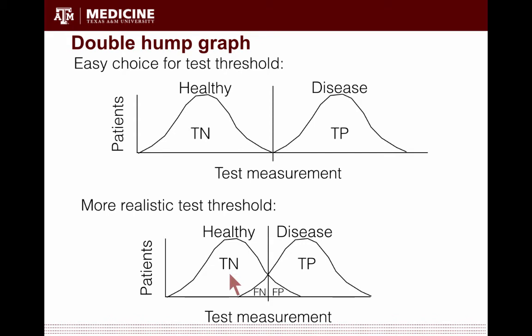So here we have very many true negatives that fall below this threshold line, very many true positives that fall above it. But there is some overlap. So we see some false negatives here. These are patients who have the disease but test negative. Likewise, there are some false positives. So there are some healthy persons who do not have the disease but test positive.